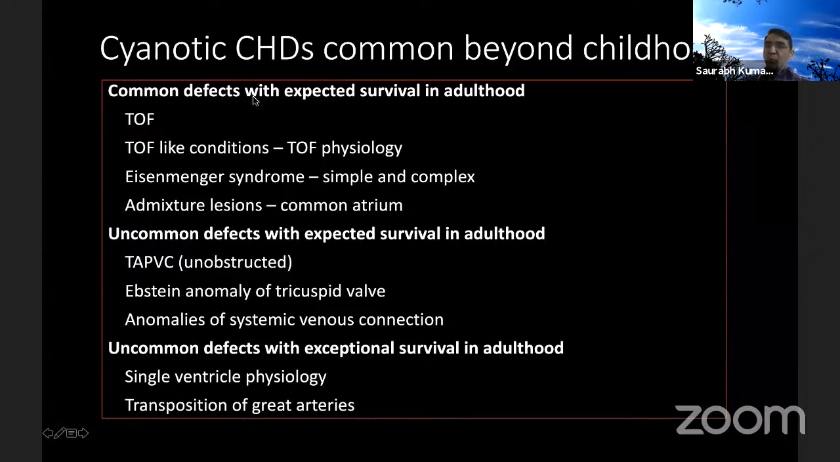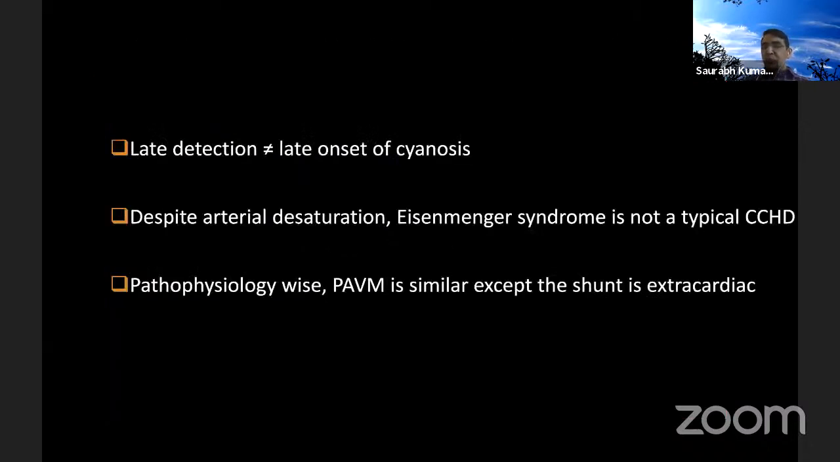Common defects with expected survival in adulthood: TOF, pathophysiology, Eisenmenger syndrome, admixture lesions. Uncommon defects with expected survival like unobstructed TAPVC, Ebstein anomaly of the tricuspid valve, and anomalies of systemic venous connection. Some of the uncommon defects may also have survival, like single ventricle physiology and transposition of great arteries, especially if they are associated with PS.